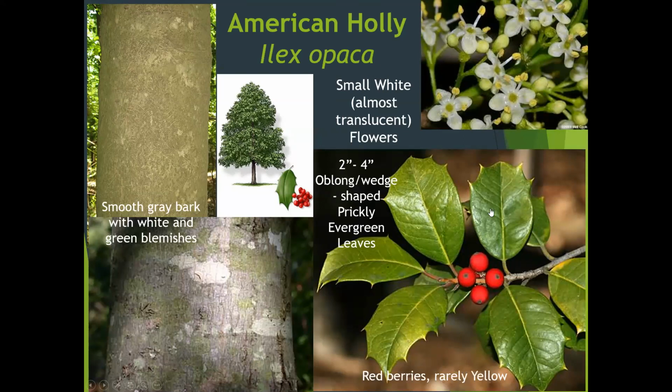They have these lobes that come out with prickers on the ends of them. If you were to grab onto those, they'll prick you, but they're not strong enough to actually stab you. The leaves are about 2 to 4 inches long. They also possess red berries, which can sometimes be yellow, depending on if they're a cultivar or something like that.